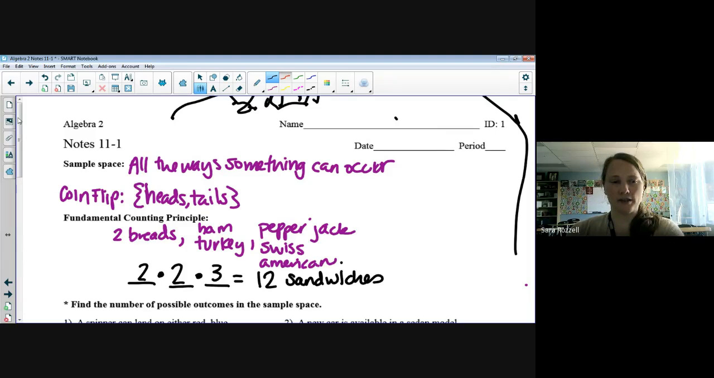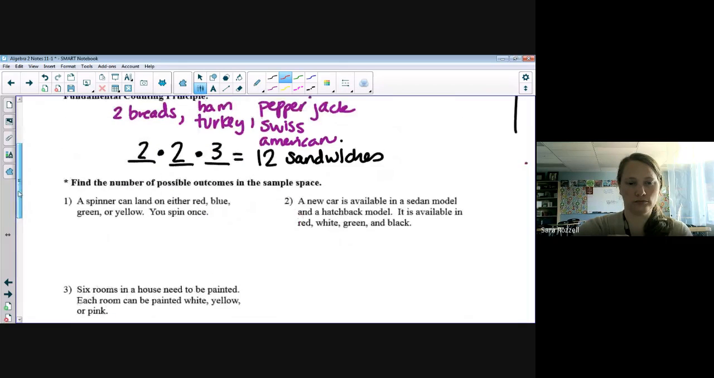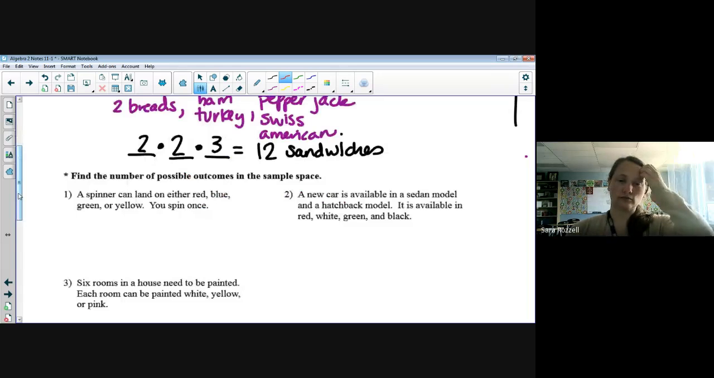So we're going to count some in these examples that follow. We're just going to see how many outcomes there are. We could list them if we need to. We have a spinner. It can land on red, blue, green, or yellow, and we're only spinning it 1 time. How many possibilities do we have? How many outcomes could there be?